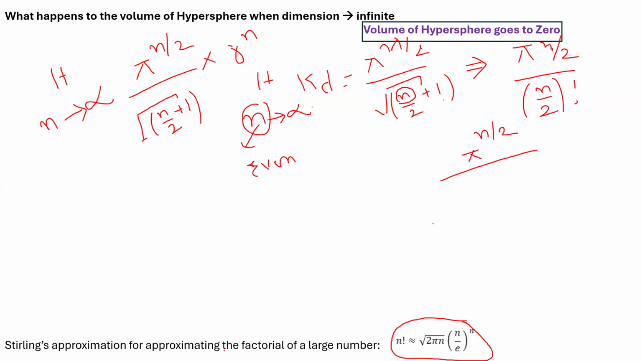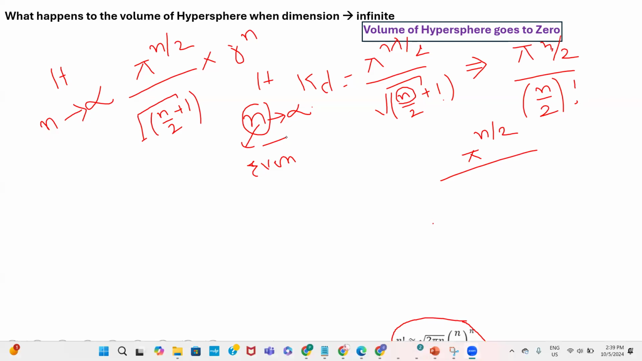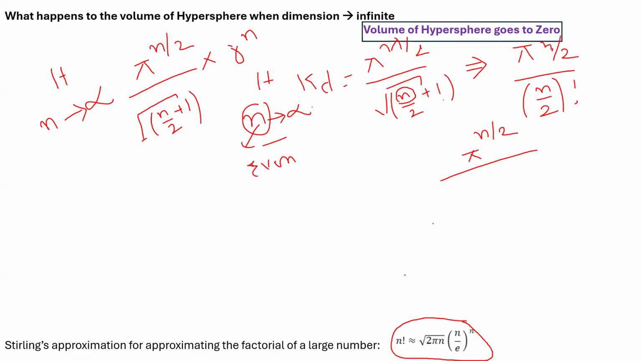Stirling's approximation for approximating the factorial of large numbers. So when n is large, we are talking about n equal to infinity. So when n is large, we are going to do this. When n is large, we will replace that with Stirling's approximation.